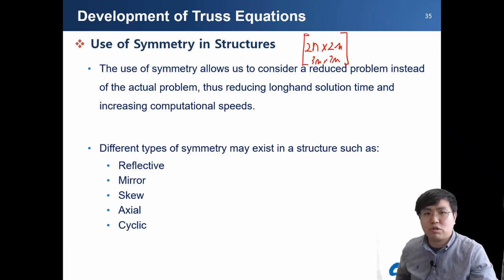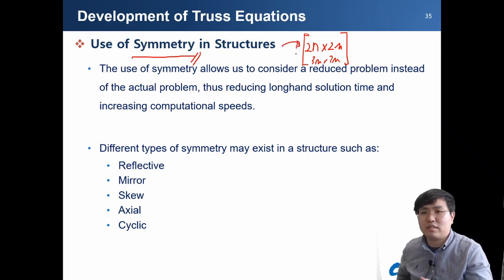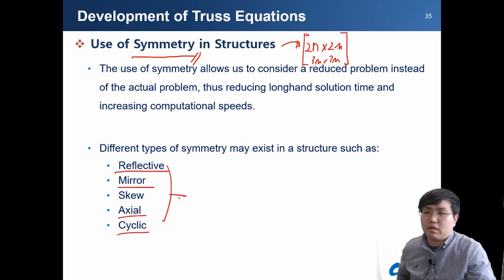To reduce the computational cost, we can use some geometrical symmetric characteristics. Using the symmetric characteristics we can reduce the global stiffness matrix size, or the system size itself. Depending on the system we can use reflective symmetric or mirror characteristics, or some axial or cylindrical characteristics.